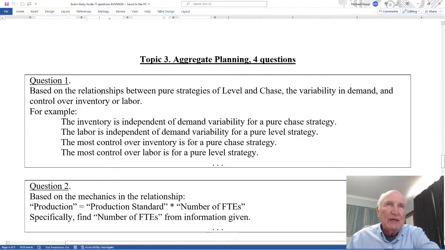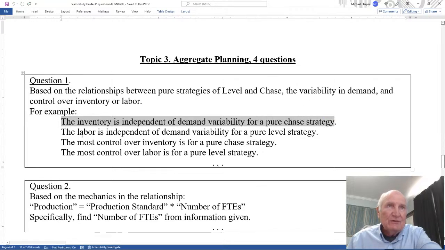Topic 3 is based on the relationships between pure strategies of level and chase, the variability in demand, and control over inventory or labor. For example, it'll be a question based on one of these ideas: the inventory is independent of demand variability for a pure chase strategy. The labor is independent of demand variability for a pure level strategy. The most control over inventory is for a pure level strategy. The most control over labor is for a level strategy.